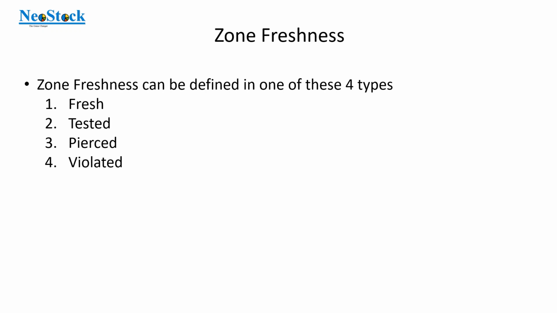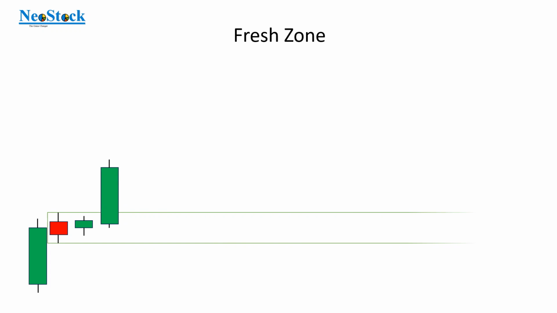Let us look into each of these types in detail with examples. Let's start with fresh zone. What is a fresh zone? Any newly created zone is called a fresh zone. So in this example, a new demand zone is created. The moment a zone is created, its freshness is called fresh. That means it is a fresh demand zone, or if it is a supply zone, it could be a fresh supply zone.